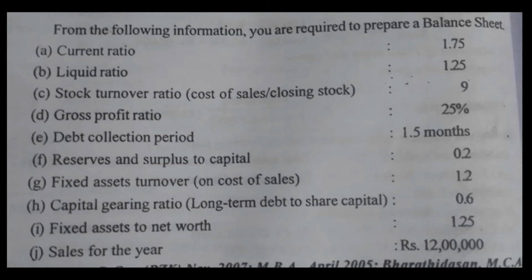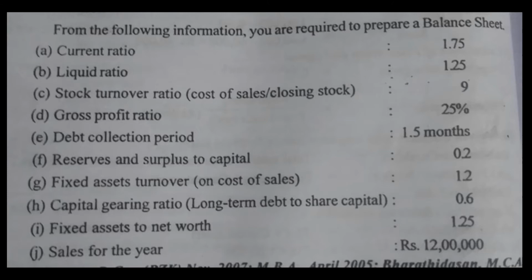Then debt collection period is 1.5. The reserves and surplus to capital is 0.2. Then fixed asset turnover ratio is on cost of sales here, it is not sales. When it's specifically given, you have to use that only: 1.2 times. Then capital gearing ratio, long-term debt to share capital. Here the 'to' is nothing but divide: long-term debt divided by share capital. That is what is called capital gearing ratio here.